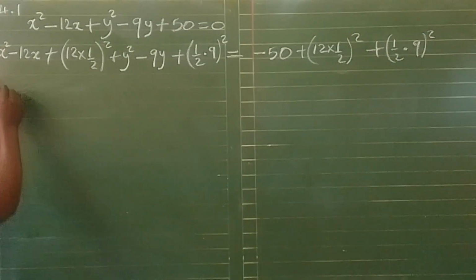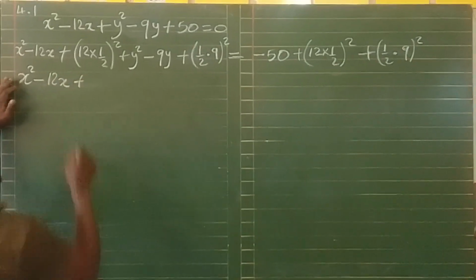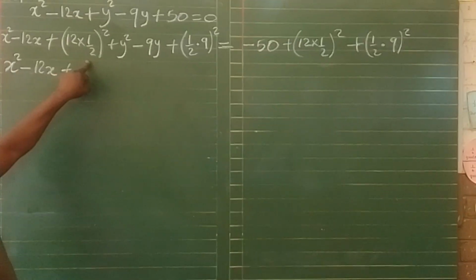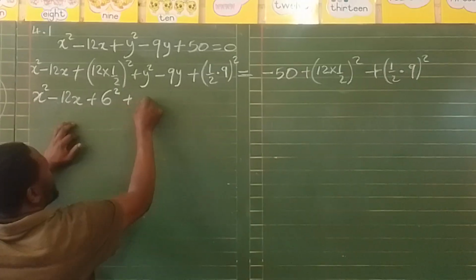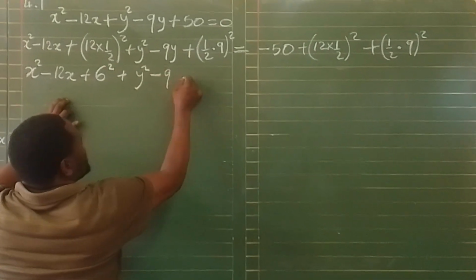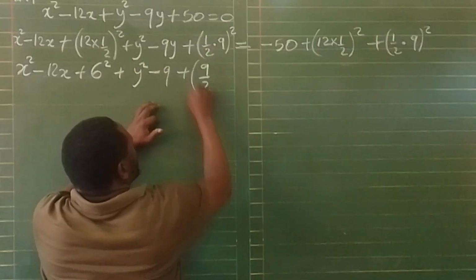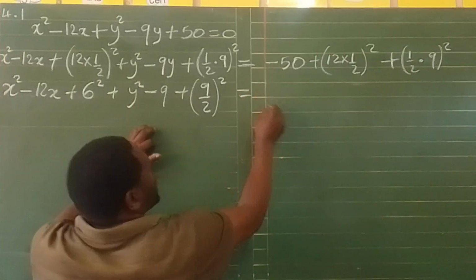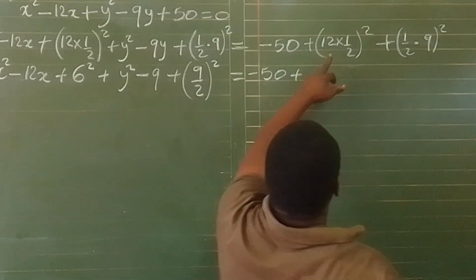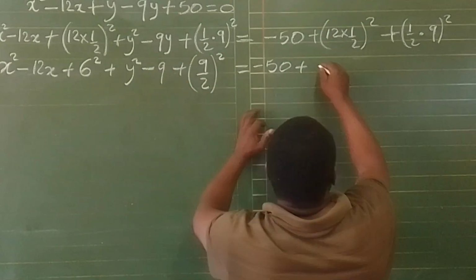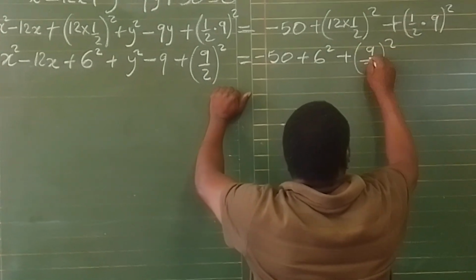Now we come back and say x squared minus 12x plus, here 12 divided by 2 is 6, squared, plus y squared minus 9y plus 9 divided by 2, all squared, equals minus 50 plus 12 divided by 2, which is 6 squared, plus 9 over 2 squared.